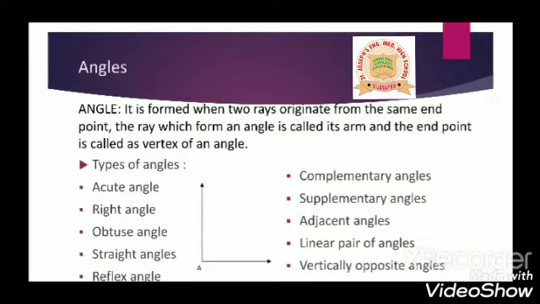Now when there is an angle, there are types of angles. Which are those angles? Let us discuss one by one. First we have acute, then right angles, obtuse angles, straight angles, reflex angle, complementary angles, supplementary angles, adjacent angles, linear pair of angles, and vertically opposite angles. These are the types of angles. One by one we are going to study these angles and what the properties of these angles are.